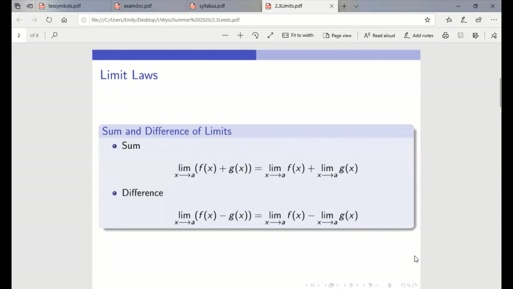So we have a few limit laws that make life really easy. Someone else already did the work for us, and now we just get to benefit from that. And don't worry, after I introduce all of these, we're going to go ahead and do some examples to make sure that you really understand how to use these limit laws.